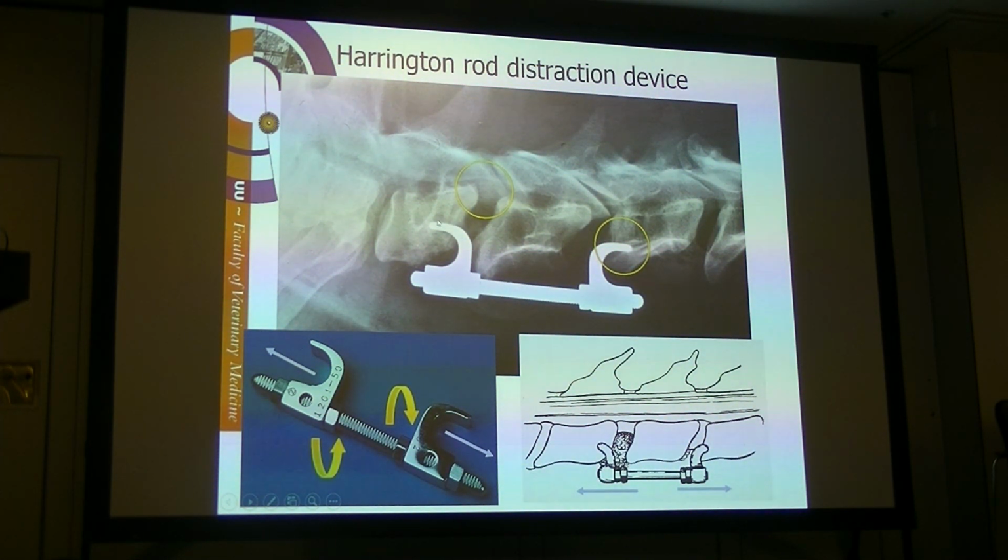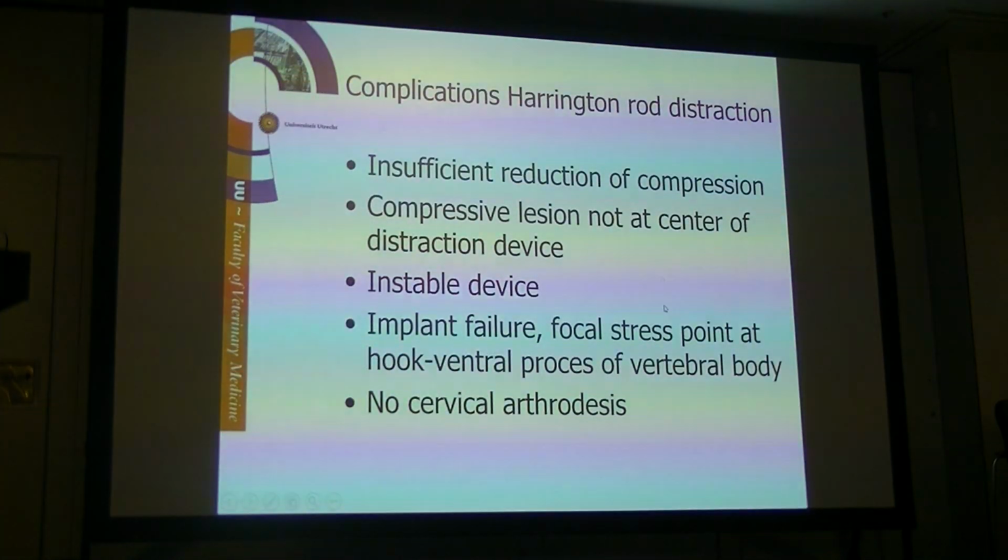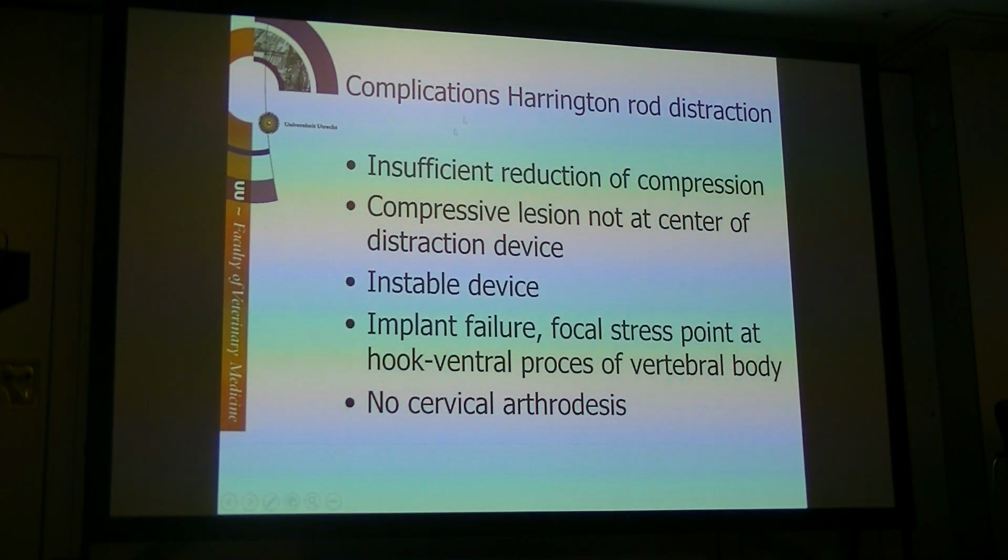And these hooks in the bone, these are stress risers. So there's a lot of stress on this hook. And the hook is stronger than the bone, so the bone may break. So we have seen complications with the Harrington rod distractor. Why did we use it? Because we had nothing else. There was no other device at that time. But it's an unstable device. We've seen implant failures, focal stress point at the hook, ventral process of the vertebral body. And there's certainly not going to be any spinal fusion with this device.